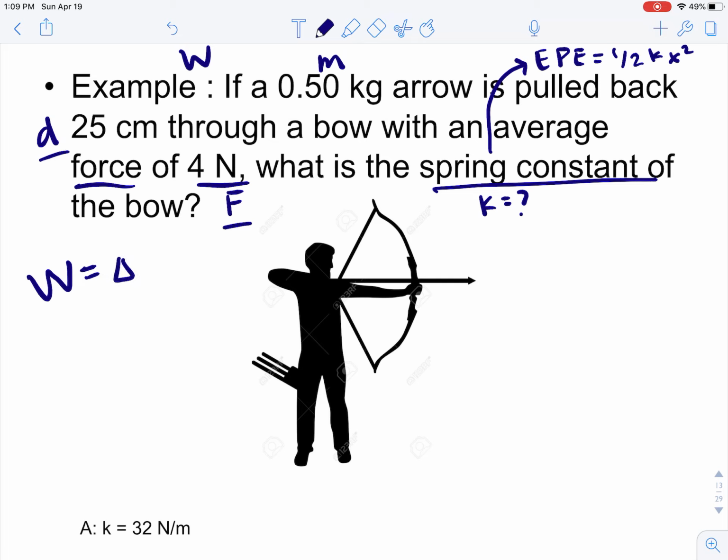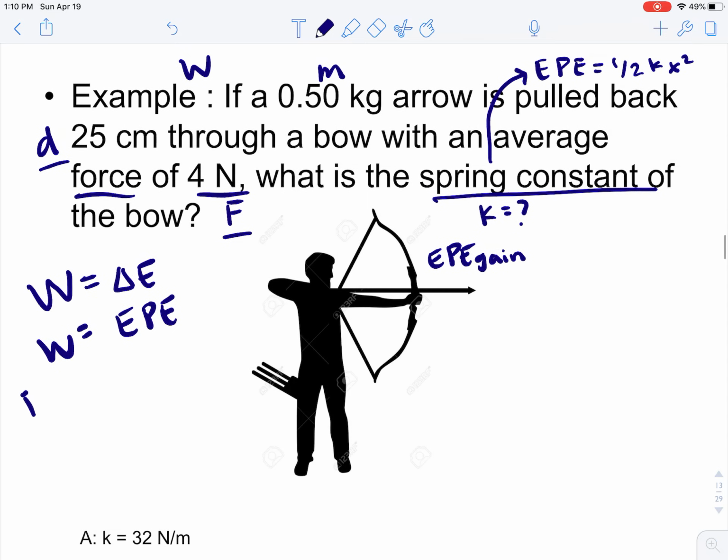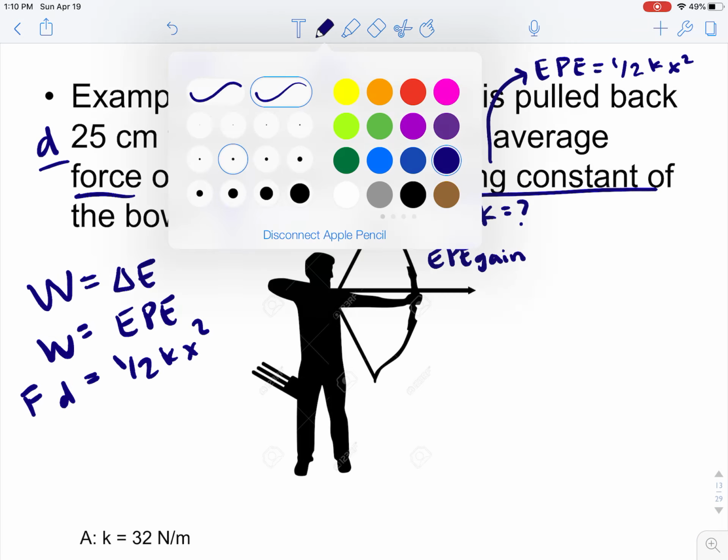And that work energy theorem is work is equal to any change in energy. What type of energy was gained? You pull an arrow through a bow, it's gaining elastic potential energy. So really, I can replace both of these with their own equations. I know I'm going to use force, so I'm going to use the work equation. And I know spring constant is involved, so I need the actual equation for elastic potential energy.